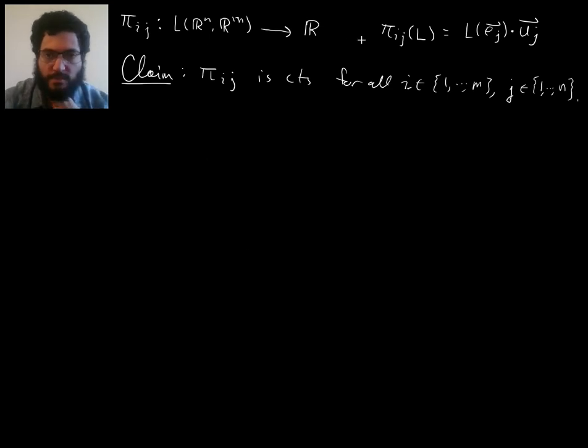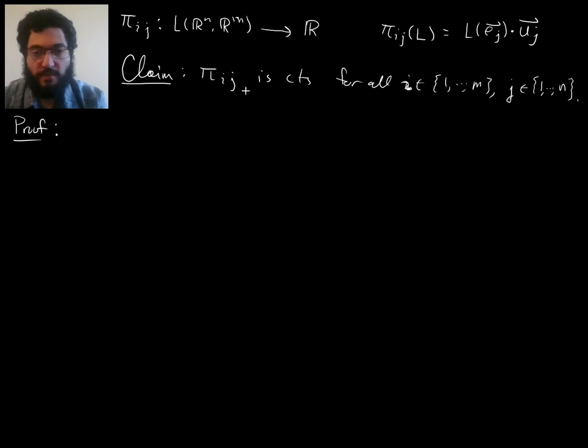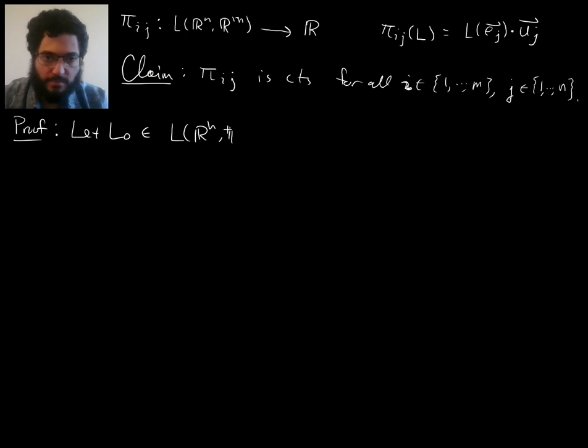Okay, so I rewrote the definition of pi ij here, and here's our claim that for any i and j that you fix here, the map pi ij is continuous. Proof. So continuous means continuous at every point of its domain. So let's fix a point of the domain. Let's call it L0. Let that be an arbitrary linear map. And then we want to prove that pi ij is continuous at L0. So for the sake of that, let's let epsilon be greater than 0.